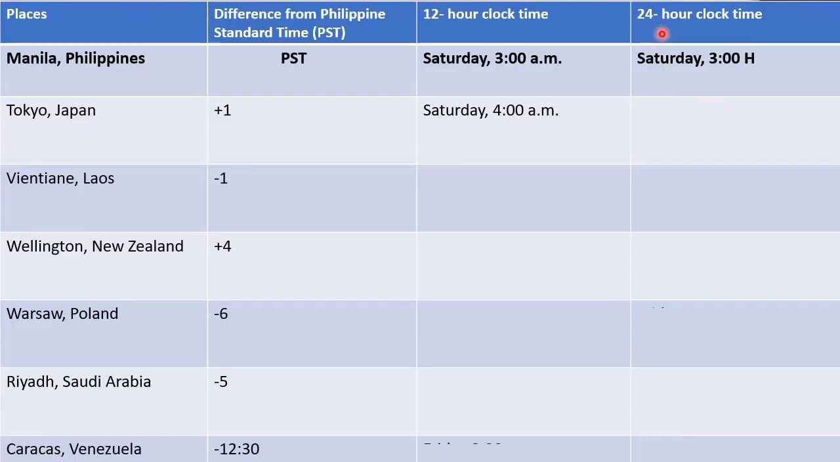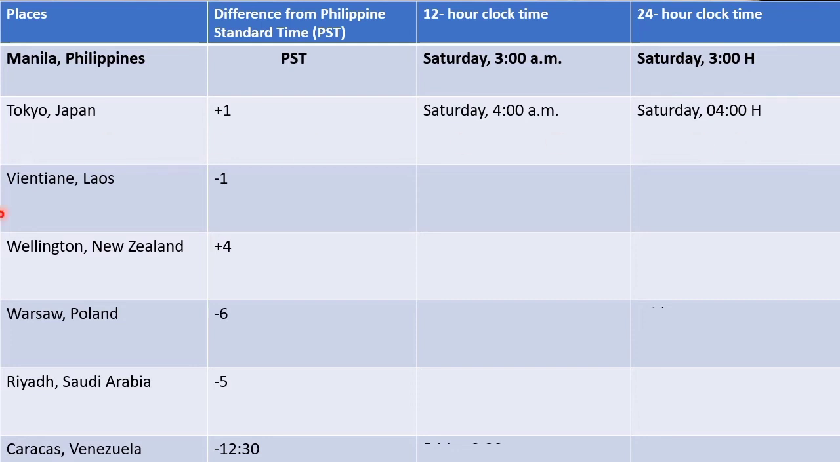And yung 24-hour clock time niya, convert lang natin si 4 a.m. Ibig sabihin, ikakopy lang natin siya dahil a.m. So, therefore, Tokyo, Japan time in 24-hour clock time is Saturday 0400 hours.